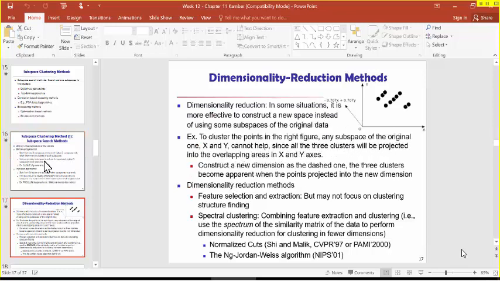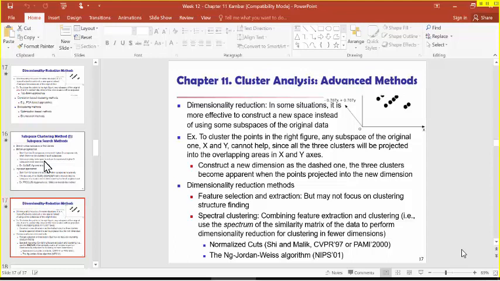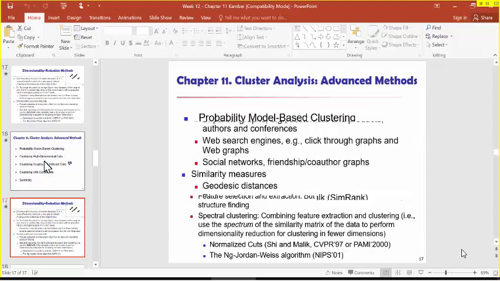Okay, so dimensionality reduction: in some situations it is more effective to construct a new space instead of using some subspaces of the original data. To cluster the points in the right figure, any subspace of the original one cannot help, since all three clusters will be projected into overlapping areas in X and Y. So we construct a new dimension. As you can see, the Z dimension, which is the dashed line, and by this we can classify in the subspace.